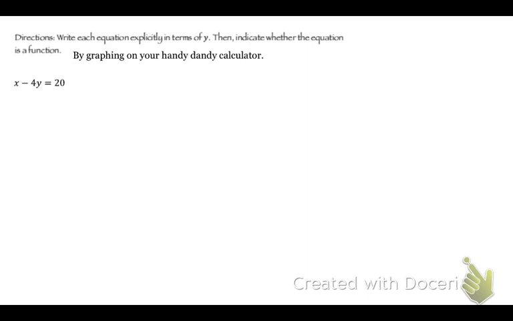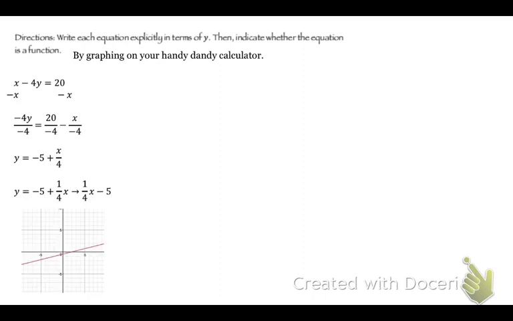So I have x minus 4y equals 20. I need to solve this for y, so I'm going to subtract that x. -4y equals 20 minus x. Divide by -4. You get y equals -5 plus x over 4. I'm going to graph that in my calculator. That's the same as negative 5 plus 1/4 x, which is 1/4 x minus 5. It won't matter when you put it in your calculator. And you should get a graph that looks like that. Okay? And that is a function because it passes the vertical line test.